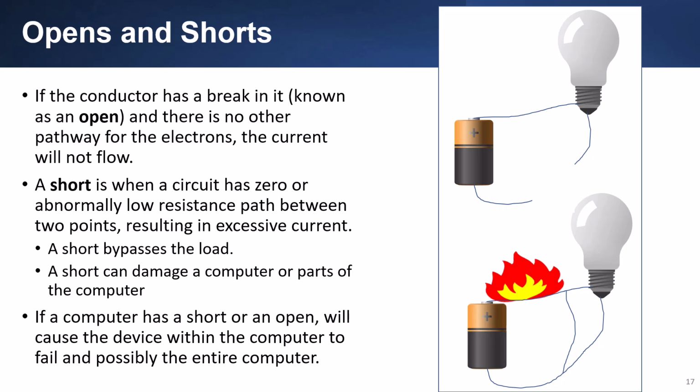If the conductor has a break in it, known as an open, and there's no other pathway for electricity, the current will not flow. A short is when a circuit has a zero or abnormally low resistance path between two points, resulting in excessive current. A short causes the load to be bypassed. Since there is excessive current, the wires and related components could overheat and catch on fire.